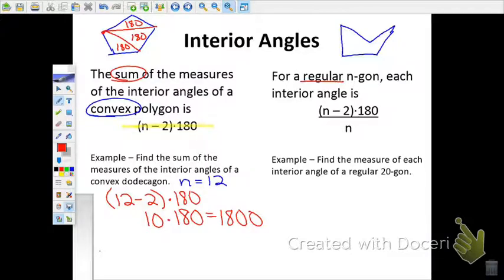So if we know how to find the sum of the angles, n minus 2 times 180, to find each one, we're just going to divide it by the number of sides, because the total amount, the sum, is being divided equally. So the example here says to find the measure of each interior angle of a regular 20-gon. So that tells us what our n is. Our n is equal to 20.